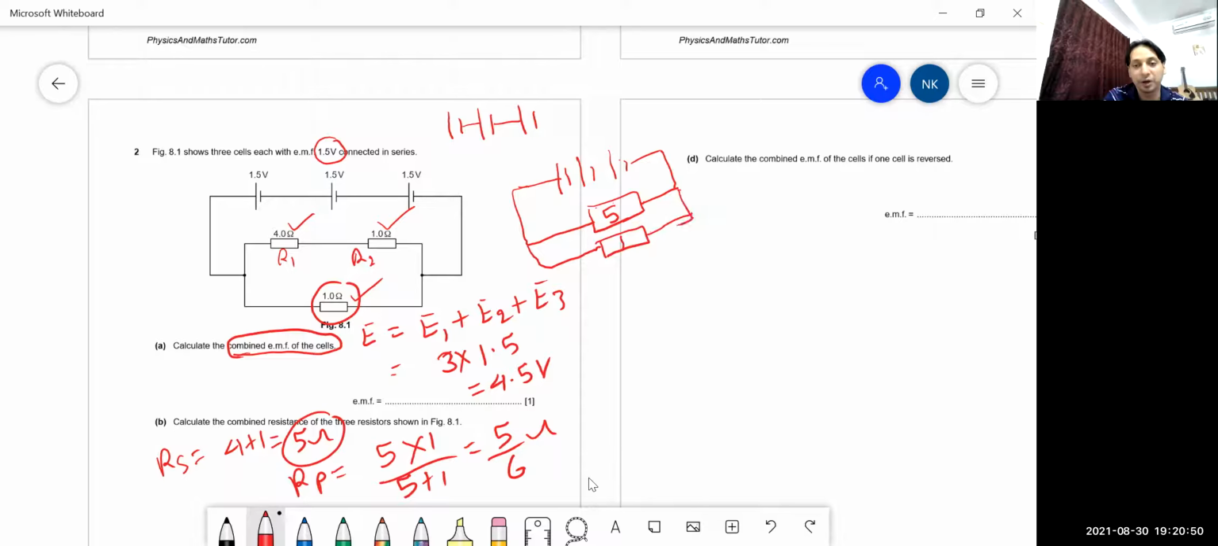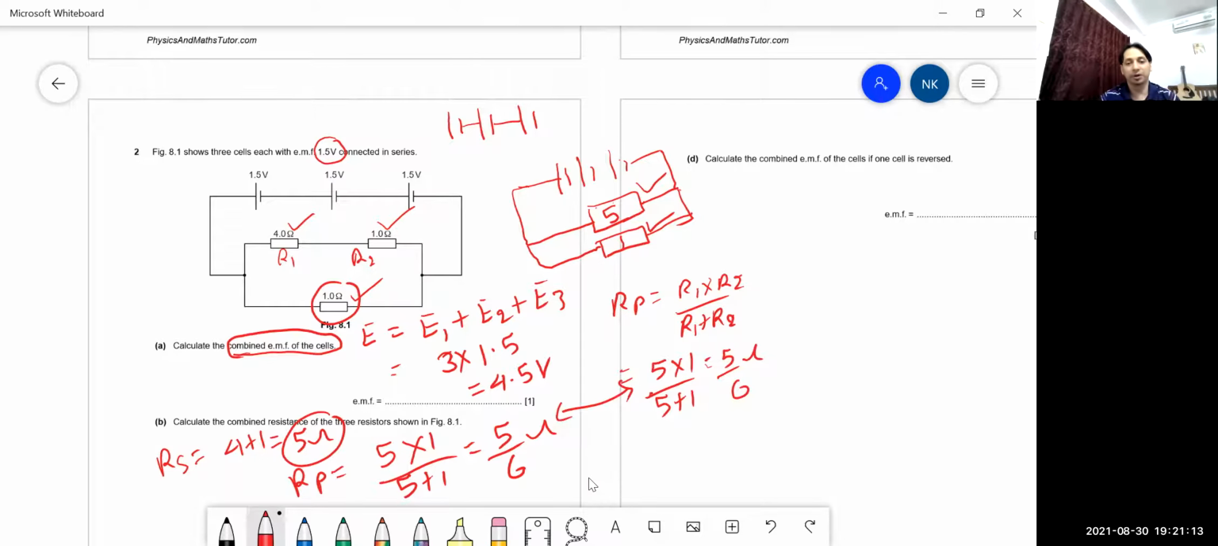And now you can see this 5 and 1, they are in parallel combination. And if they are in parallel combination, then you know the formula R1 multiplied by R2 divided by R1 plus R2. So R1 is 5, R2 is 1, 5 plus 1, again you will get, children, the same answer, 5 by 6 in ohm. That is the same result. Now let me move to the next one. Next question.